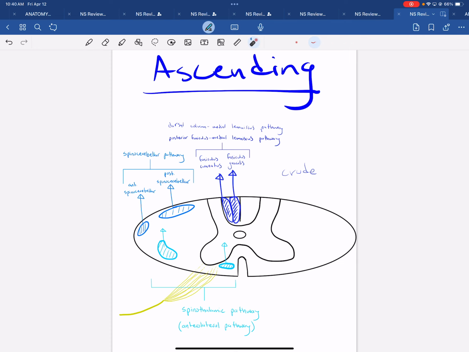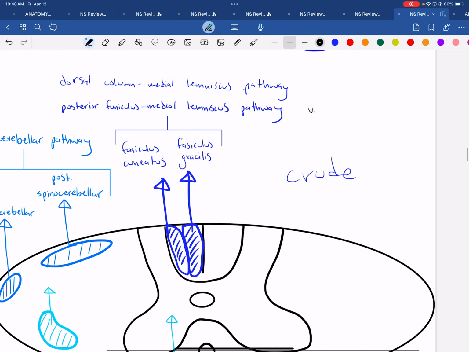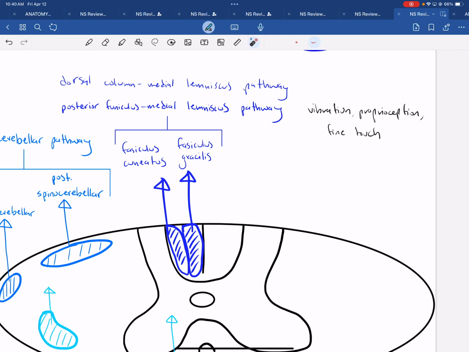So that's what these ones do, right? But this one is doing, here, let me write them. Vibration, proprioception, fine touch. Thank you so much for that word. I was so smart in my class when I had business proprioception. Nice. What is proprioception? It's knowing where your limbs and things are in space. Yes. Good.